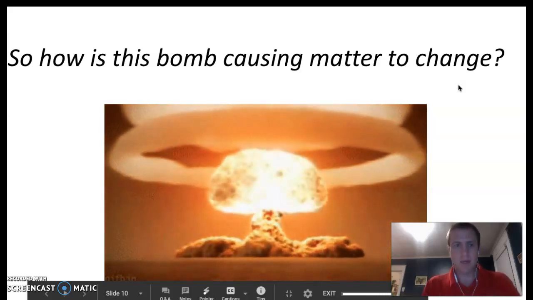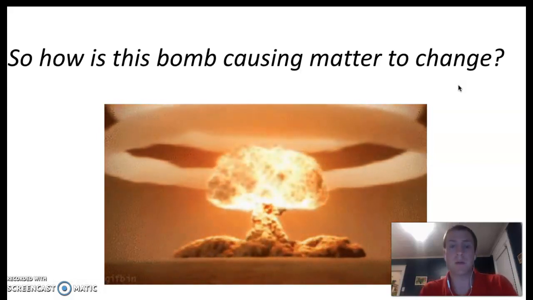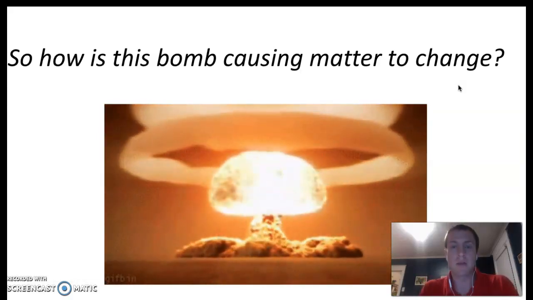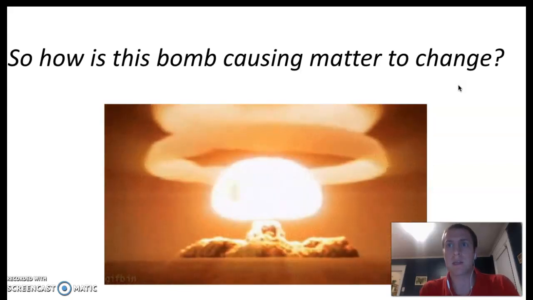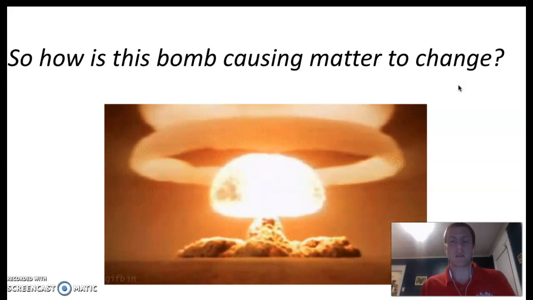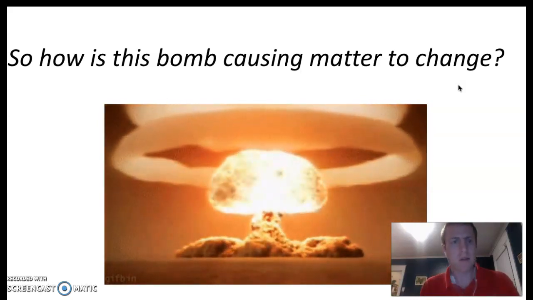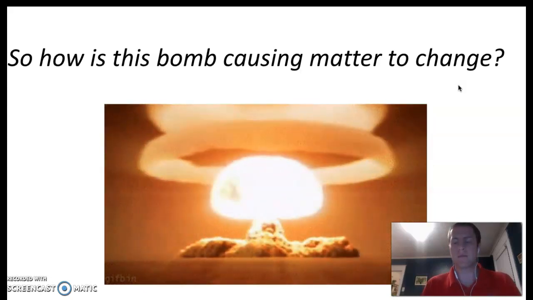So back in your notes here, you're saying, how does this bomb cause matter to change? And obviously there's a whole bunch of different ways, but there's a lot of potential energy that's getting turned into kinetic energy. Bombs have a lot of stored up energy, and they release and turn into kinetic energy. We're not going to talk about what forms of energy particularly, but it's enough to know that for now.